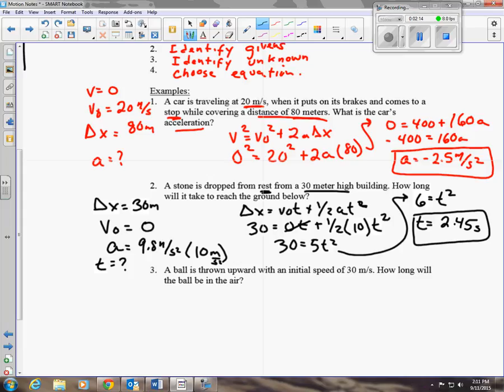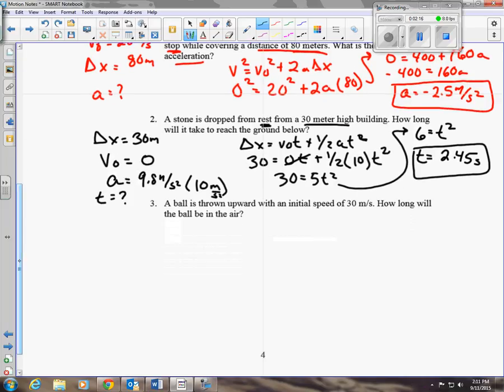Now, our next problem is going to be a little different. It's going to be thrown upward. This one I'm going to draw a picture for. I'm going to take the object and throw it upward. Its initial speed is going to be 30. And it's going to go up, and then it's going to come back down.